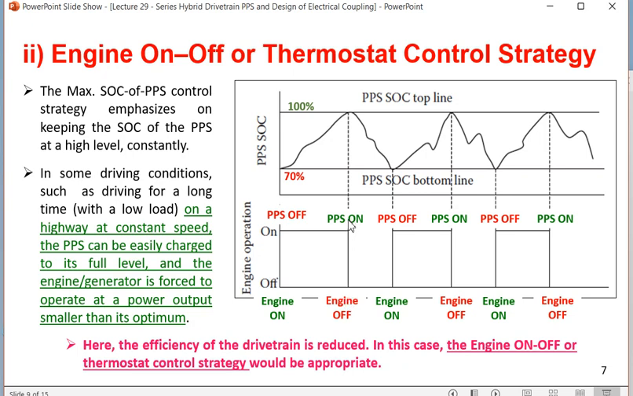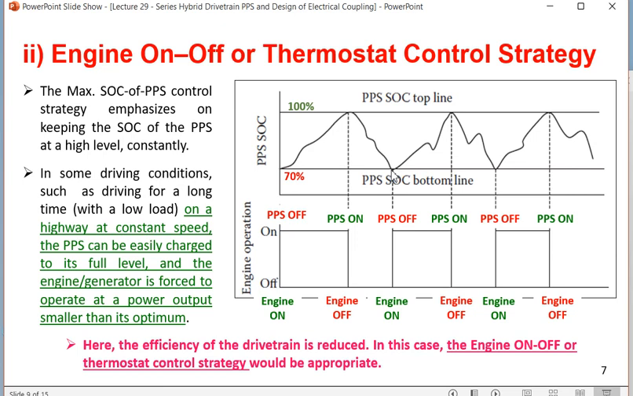That means this secondary storage now supplies the traction power to the transmission and wheel system. At this point exactly, PPS is on, engine is off. The secondary source PPS is supplying the whole power to the transmission, which in turn takes the tractive force to the wheel. How long does it go? It goes on for this much period. This is the period for which the PPS is on, and after this much period the PPS comes to 70% again.